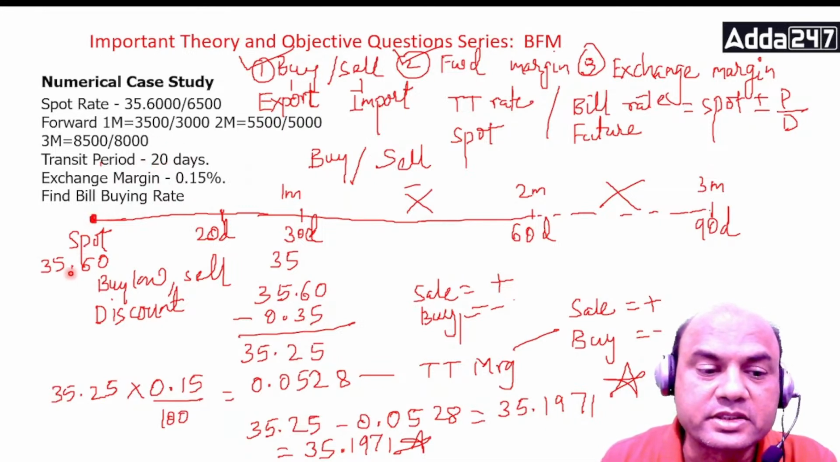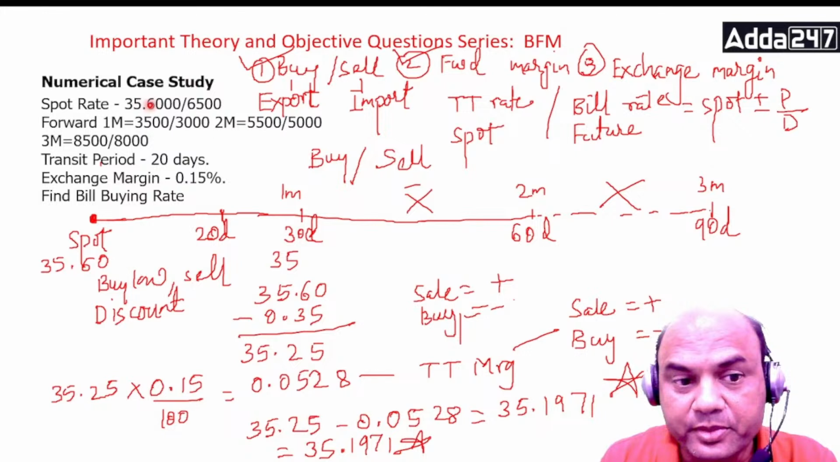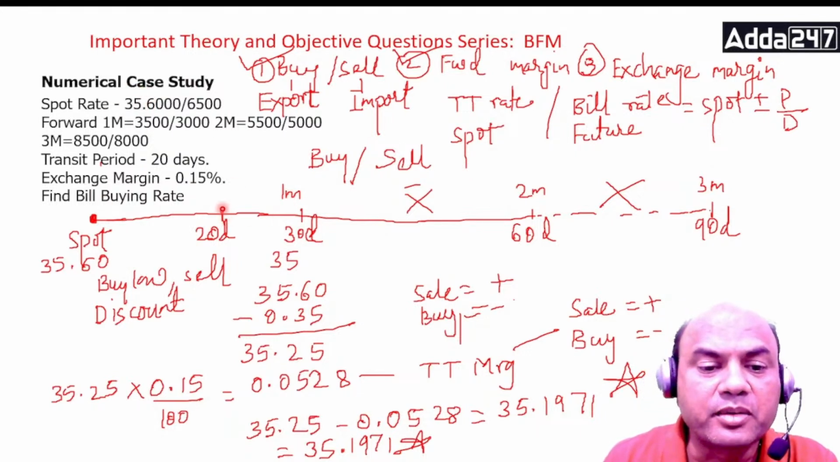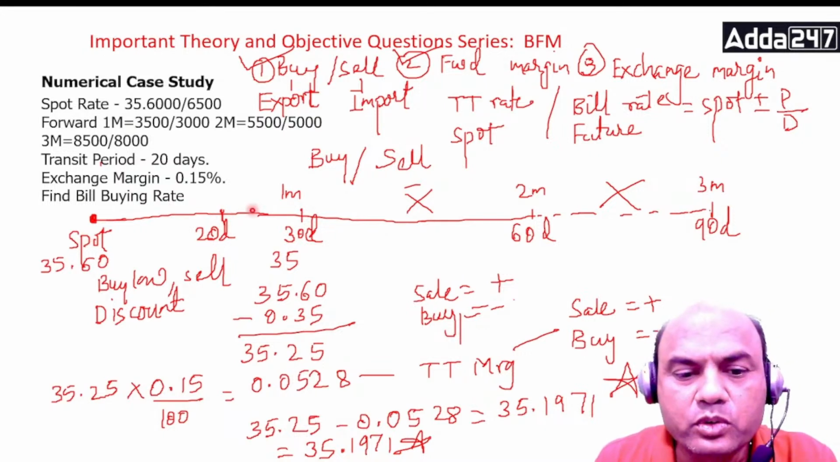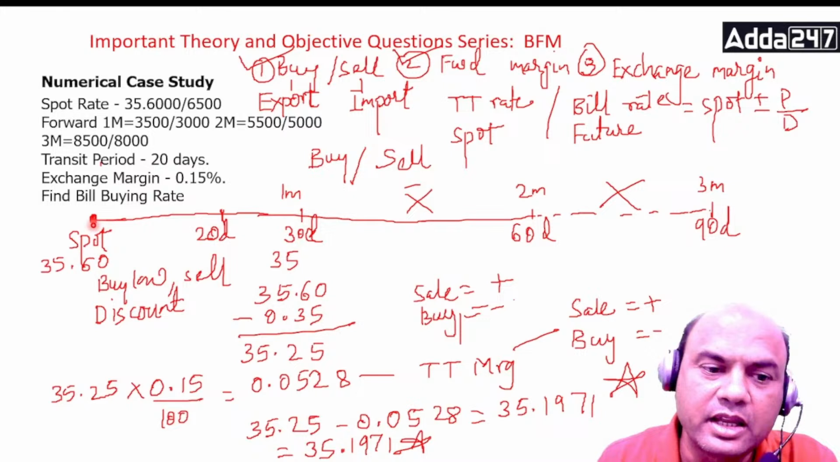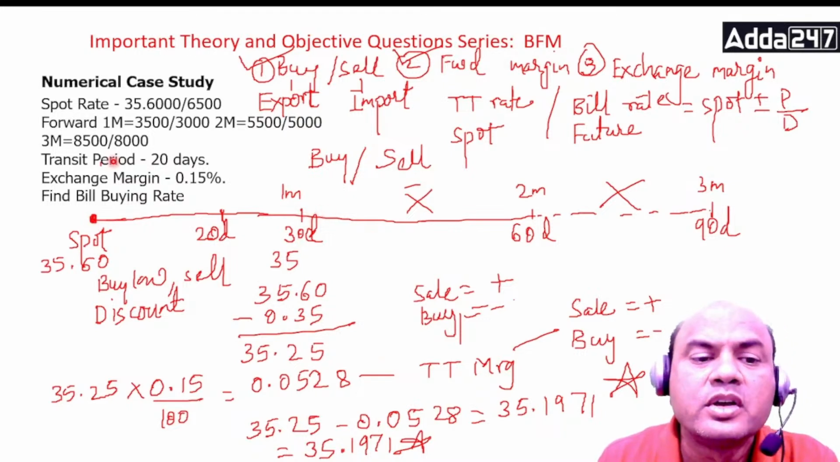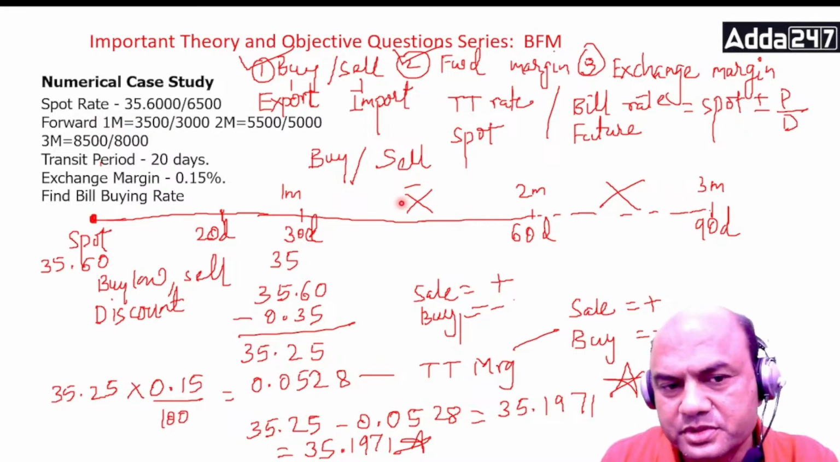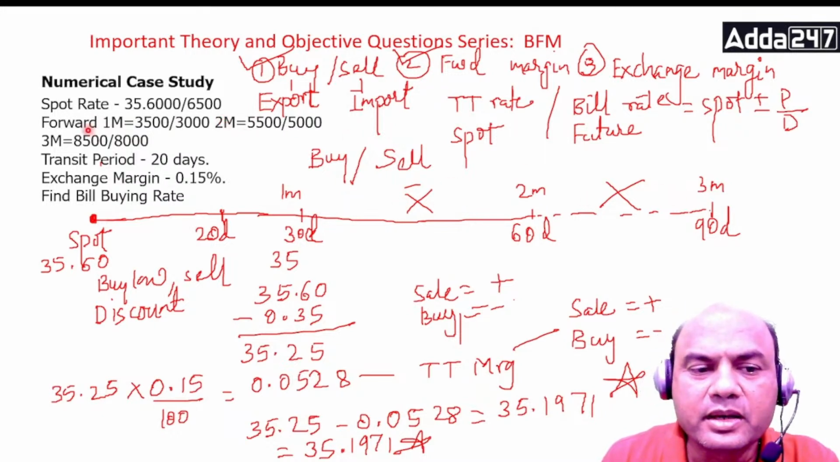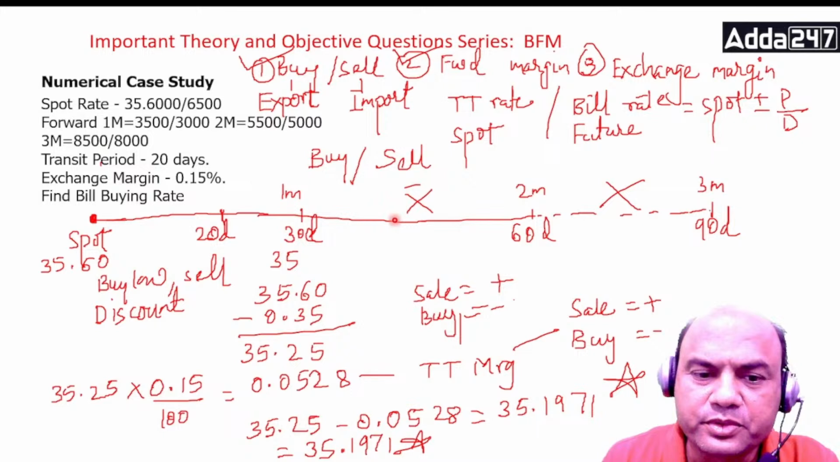So spot is 35.6. 20 days from here will lie between 0 days and 30 days. So only 1 month is of use to you. 2 months and 3 months are of zero use. So 2 months and 3 months are out. Only 1 month is of use.